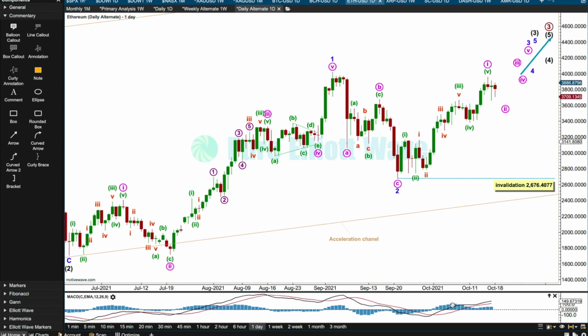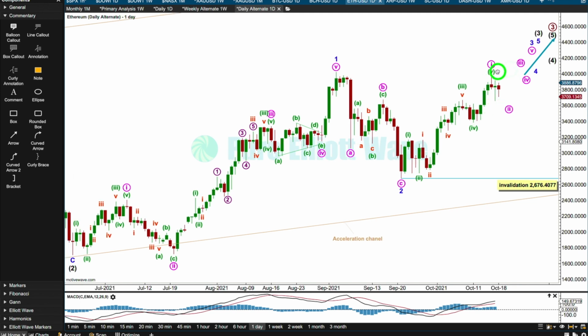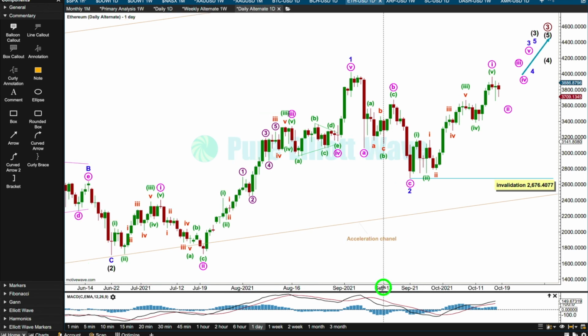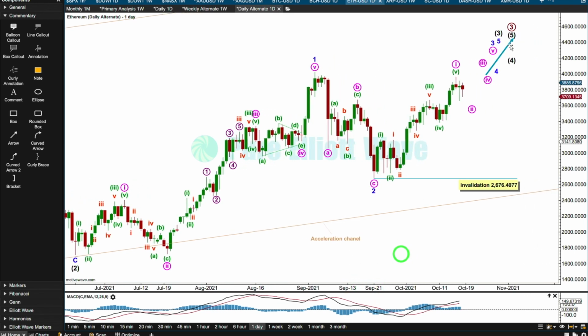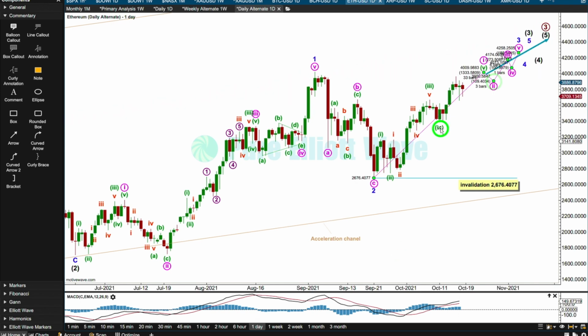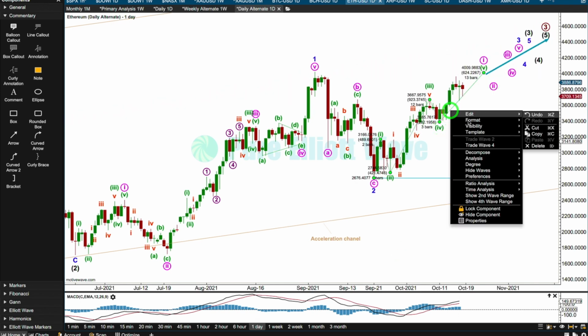Now the next question is minuet 5 over here. I can see 1, 2, 3, 4, 5. I think minute 1 may not be quite complete. I'm just going to contract this a little bit so we have a little bit more room here. I'm going to get some labels in here for minuet 5.